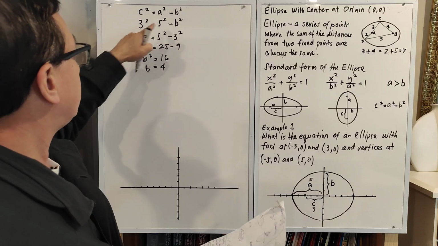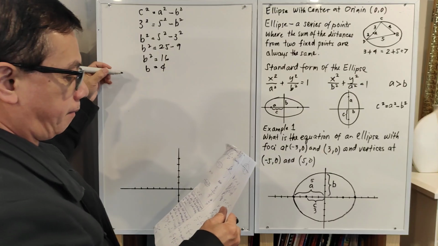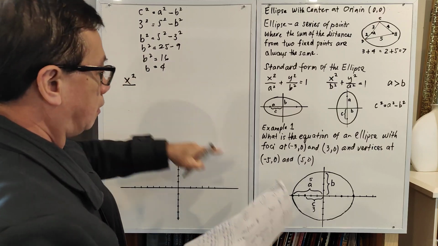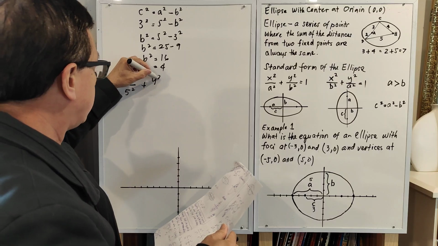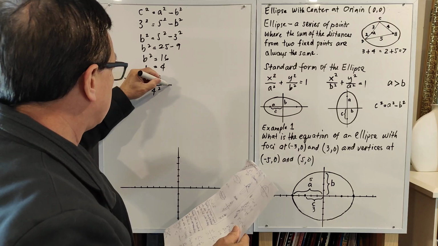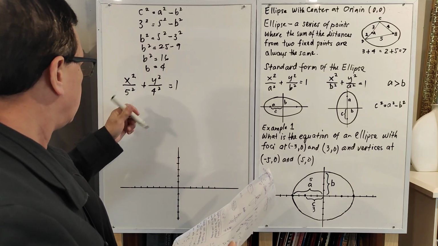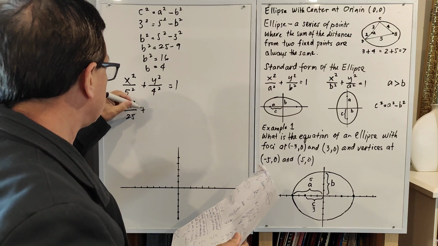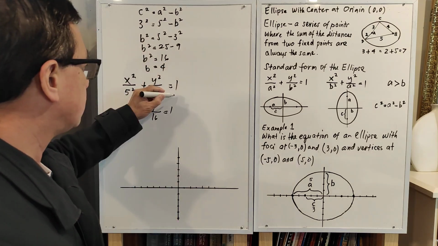Now we have the value of A and the value of B. We can now write the equation. X squared over A squared, which is 5 squared, plus Y squared over B squared, which is 4 squared, is equal to 1. Or we can rewrite it as x squared over 25 plus y squared over 16 is equal to 1. So this is your equation.